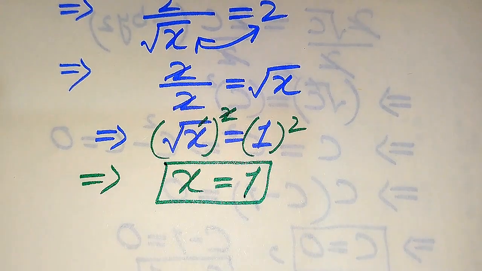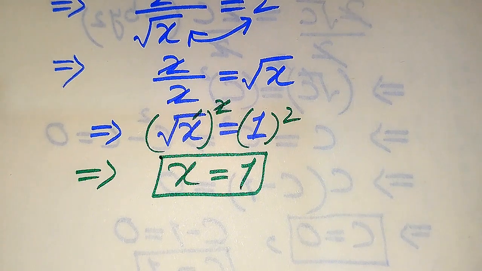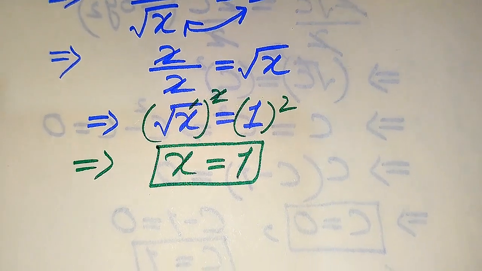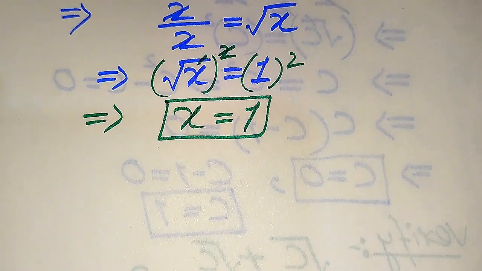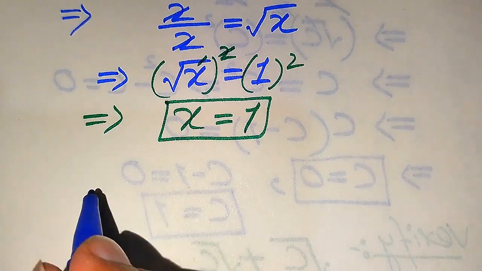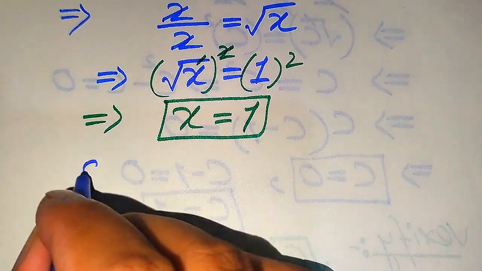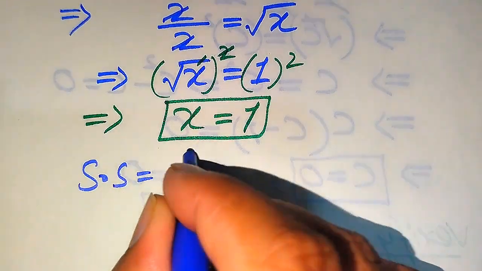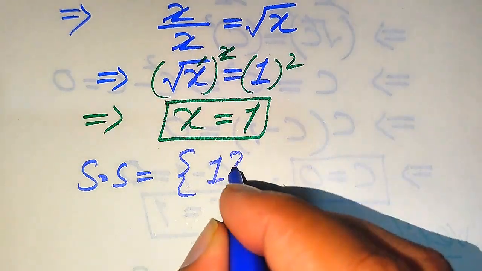So this is the value of x which we get in the second method, and you see that in the second method we get just only one value of x, and in the first method you see this value of x already satisfied our given question statement. So it means that the solution set of this question is 1 only.